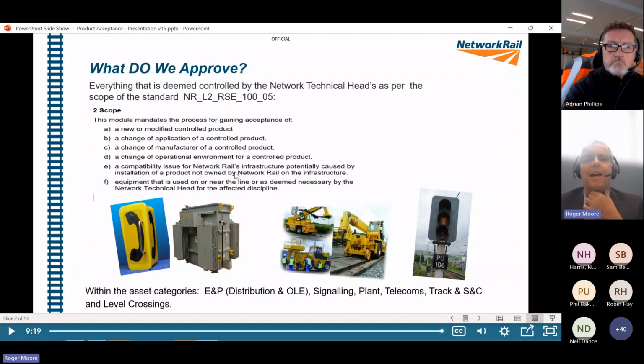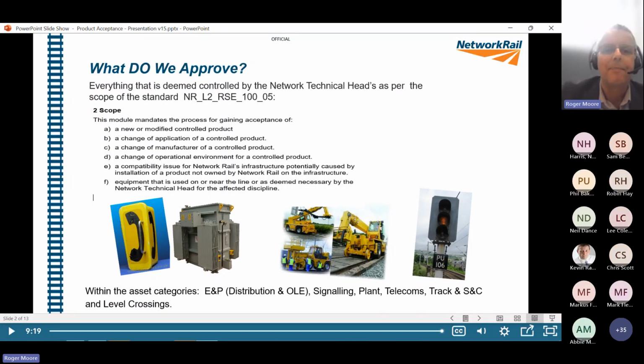So the question we get asked most is what does or doesn't fall within the scope of the process. This gives you an overview of the areas where items do need product acceptance. So, new or modified controlled product. We're looking at items used on the operational infrastructure and they're deemed controlled products. A change of application of a controlled product.